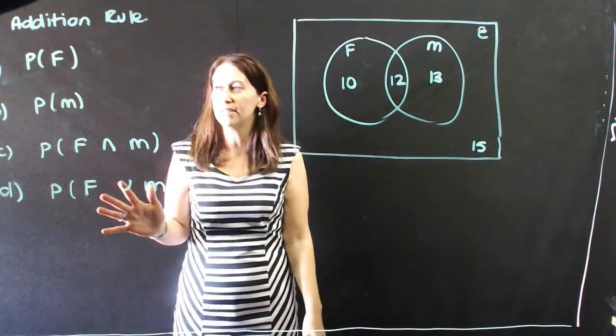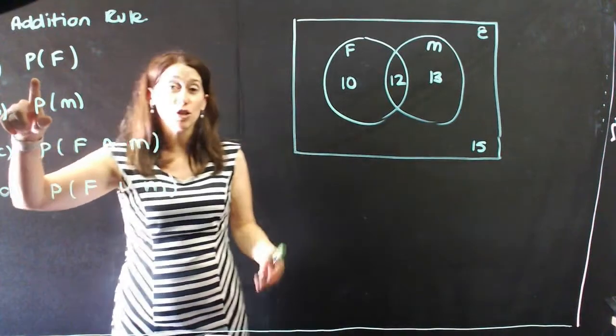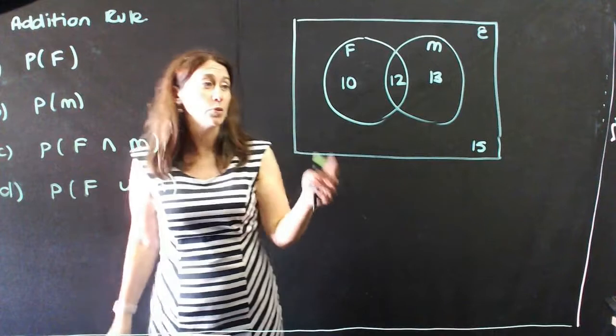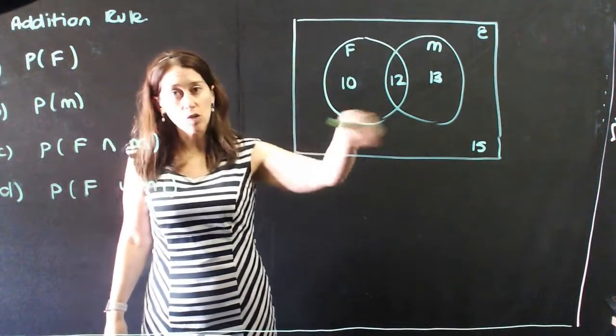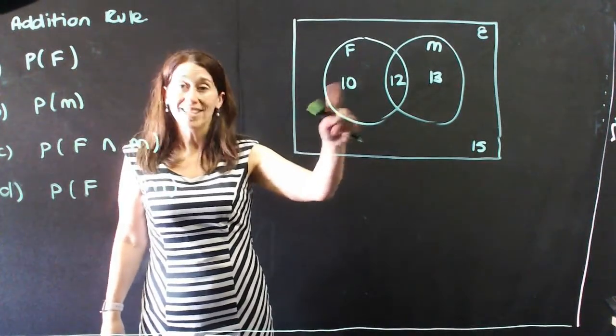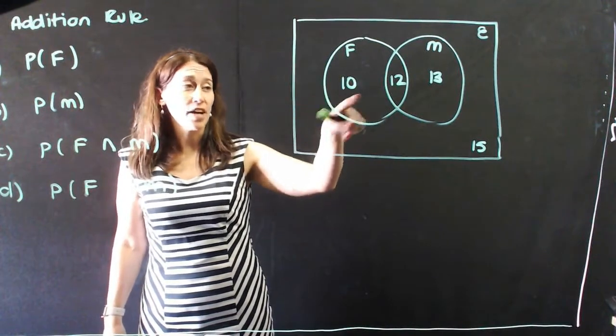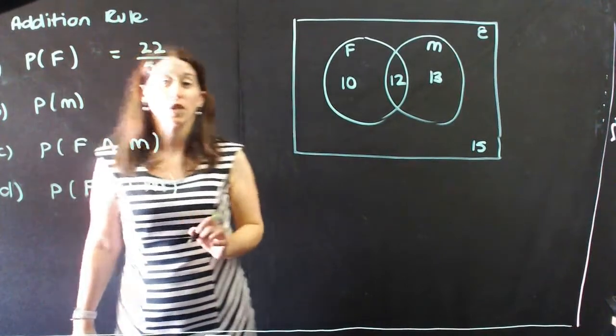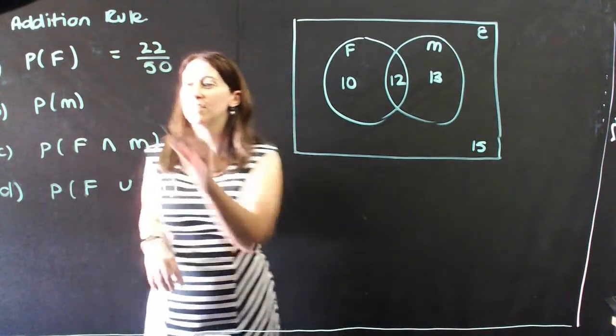Let's have a look at some probabilities then. The probability that a student chosen at random went to the football match, or is going to go to a football match. You can see here that this circle represents the football. There are 22 students in this circle altogether out of the total of 50. So the probability that a student chosen at random is going to go to football is 22 out of 50.